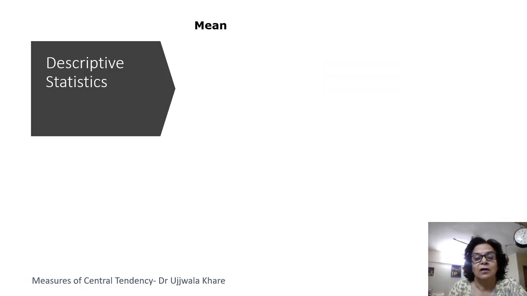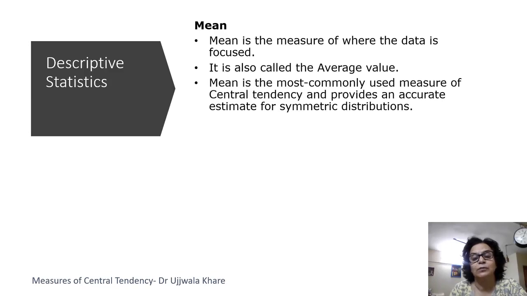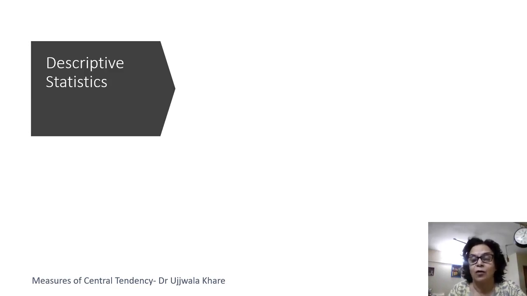Now let us understand mean. Now mean is the measure where data is focused. It is also called as the average value and it is the most commonly used method. It provides a fairly accurate estimate but mainly for symmetrical or uniform distributions.